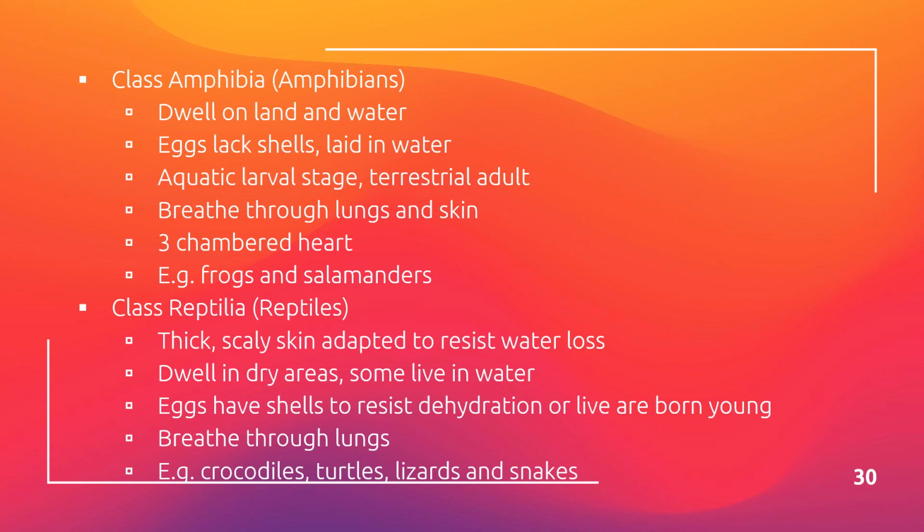Examples of amphibians are frogs and salamanders, and since they live in dry areas or sometimes near water, they have thick, scaly skin to resist water loss. Even their eggs resist water loss by having hard shells. Reptiles are the next class, and they breathe through their lungs. Examples are crocodiles, turtles, lizards, and snakes.